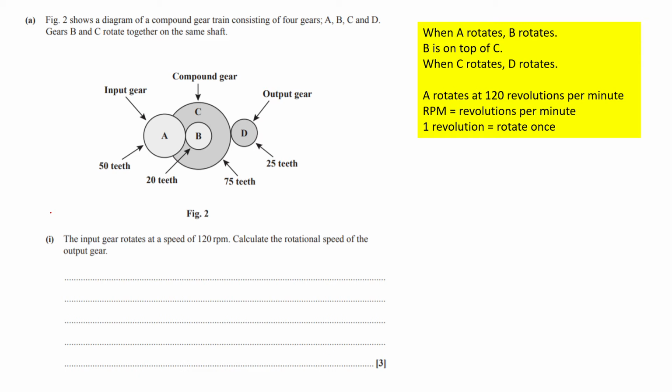A rotates at 120 revolutions per minute, because RPM stands for revolutions per minute, and one revolution means that it goes round the circle once. So the question is, the input gear rotates at 120 revolutions per minute. Calculate the rotational speed of the output gear. Now, the one with the smaller teeth will rotate faster, and you know that B is joined with C, and then if you look at D and C, D has a small amount of teeth, so therefore that will rotate faster.